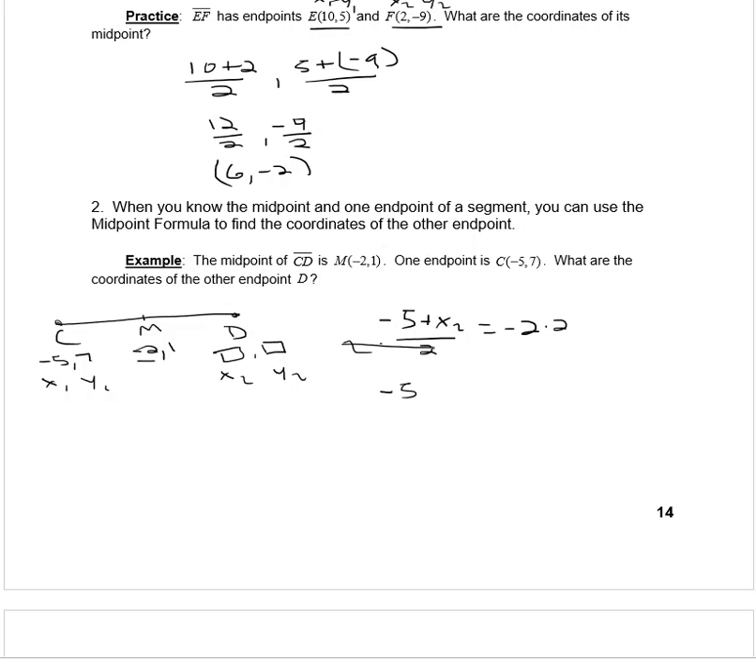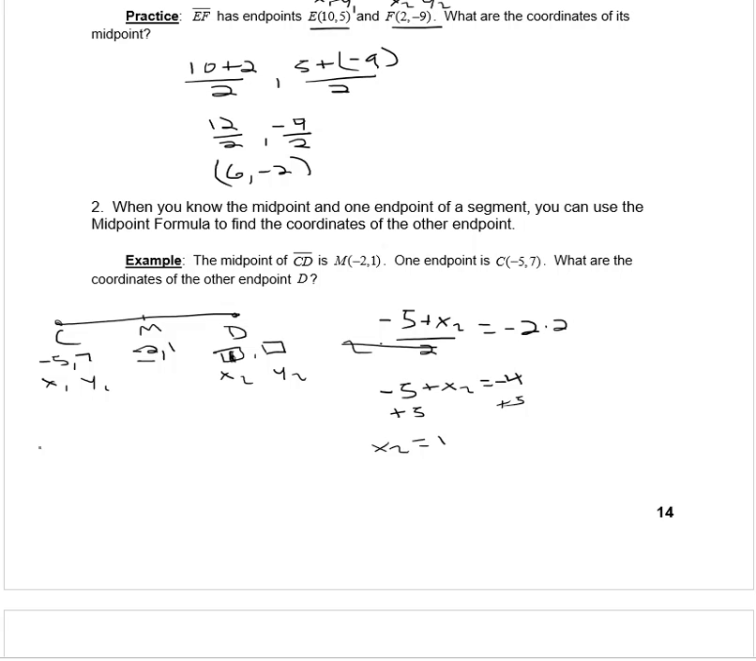The 2's cancel out over there, so I'm going to have negative 5 plus x equals negative 4. Then add 5 to both sides, and I would have x sub 2 equals 1. So I know my x coordinate here would be just 1. Okay.